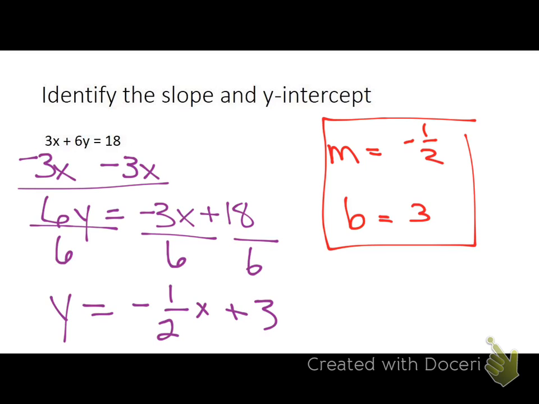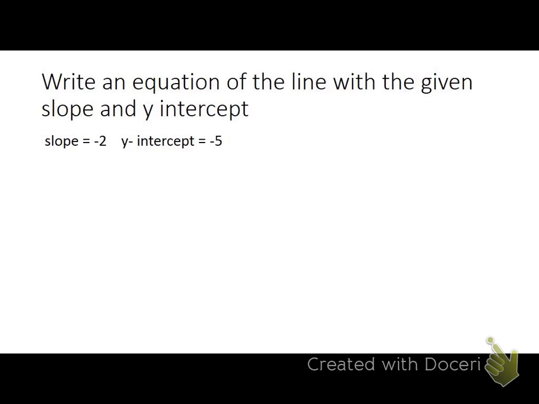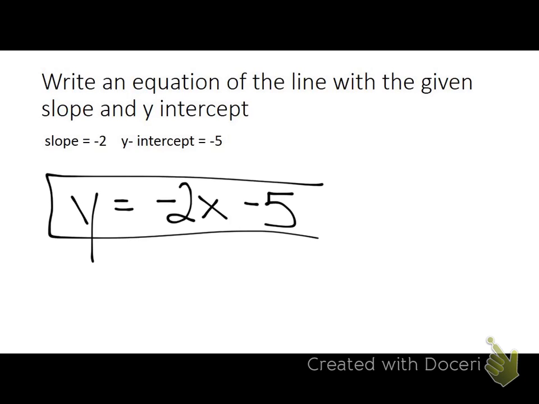All right, now in the next slide, we need to write an equation of the line with a given slope and y-intercept. Plug them into slope-intercept form, and what's your equation? Y equals 2x minus 5. Very good. Okay, so that's your equation of a line.